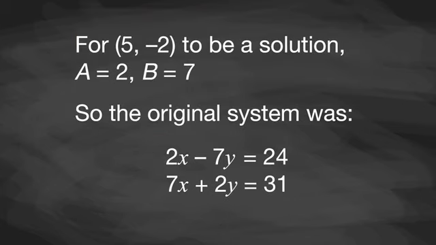We have an answer. For (5, -2) to be a solution, a equals 2 and b equals 7.